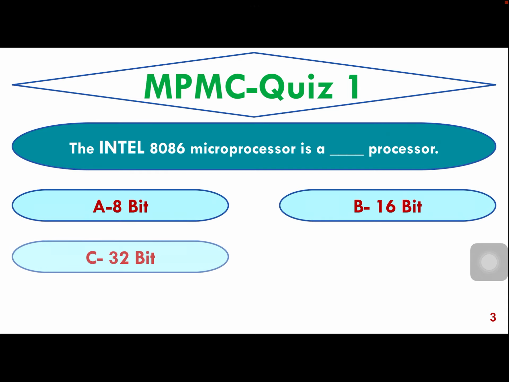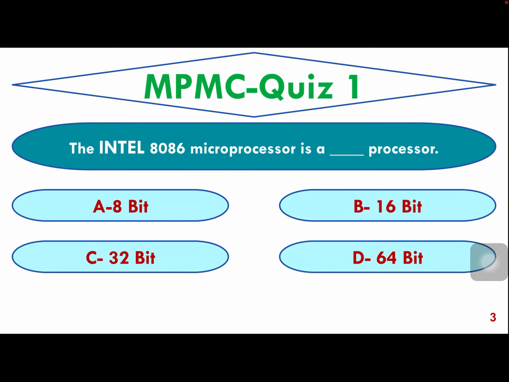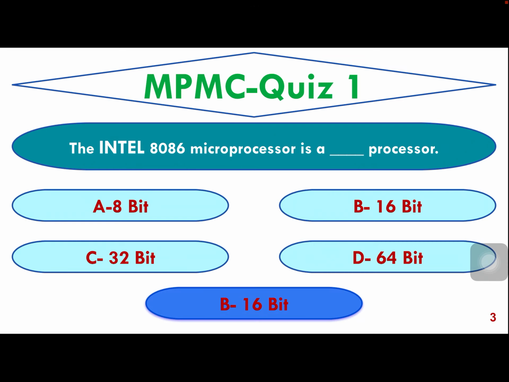Next one, the Intel 8086 microprocessor is a dash processor, A 8-bit processor, B 16-bit processor, C 32-bit processor, D 64-bit processor. The answer is B 16-bit processor.